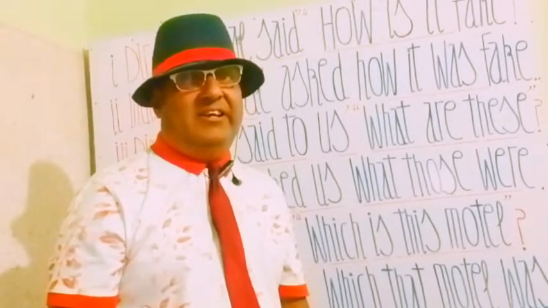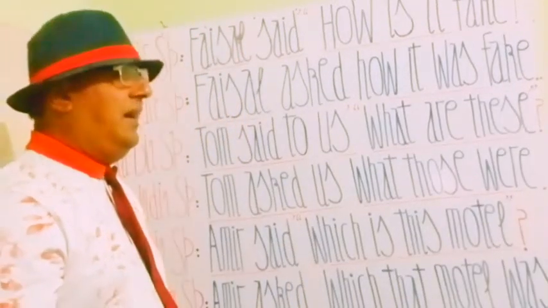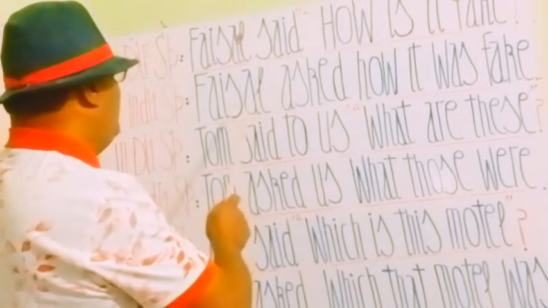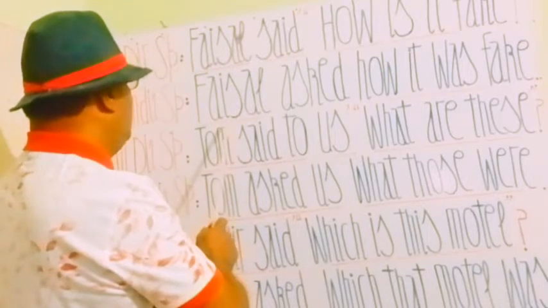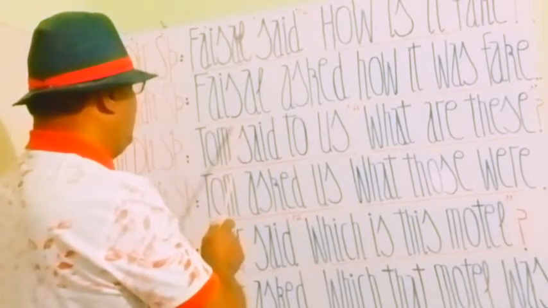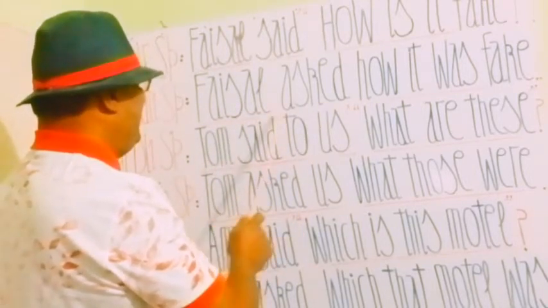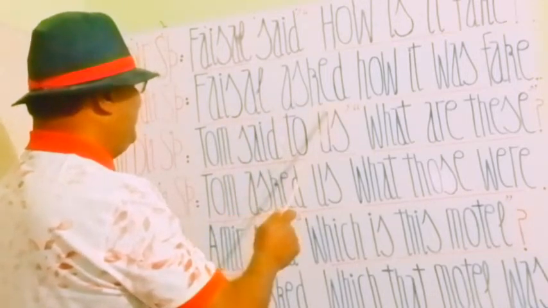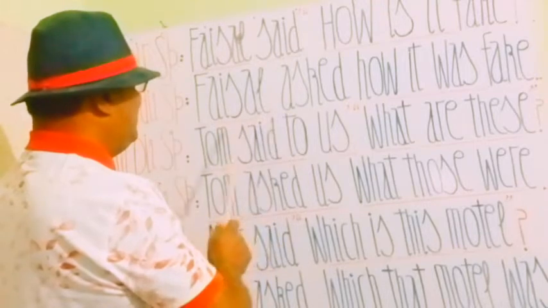Let's see how it changes into indirect speech and what rules apply for the change. You see here the first part of this statement will be written in indirect: Faisal asked. Said is replaced by asked to beautify the statement.